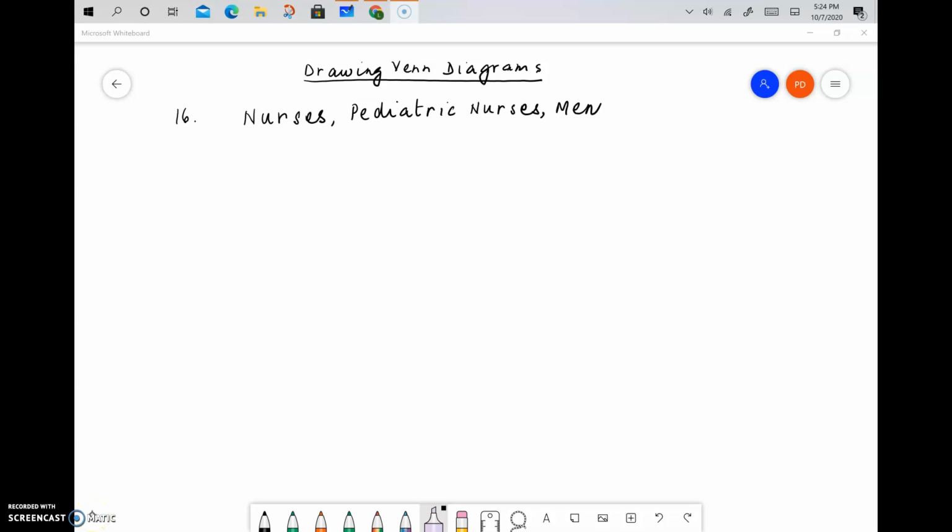Here we have three sets: nurses, pediatric nurses, and men. So we're going to draw a Venn diagram that'll exhibit the relationship among these three sets. So let's start off with any one of the sets. Let's say nurses. So that is a set of all nurses.